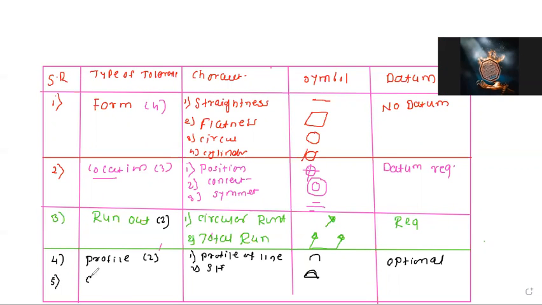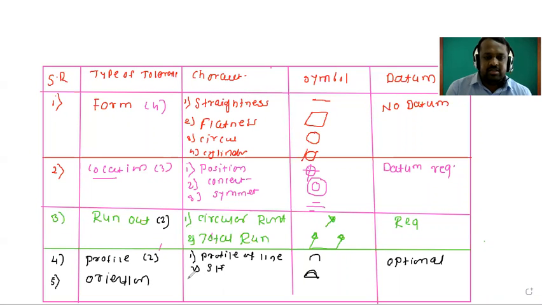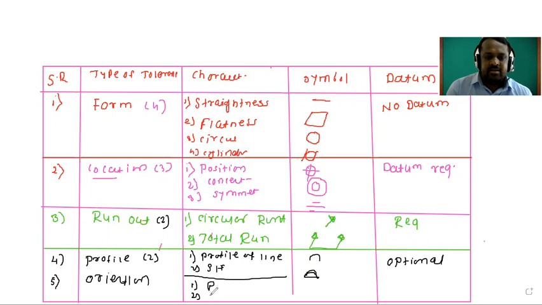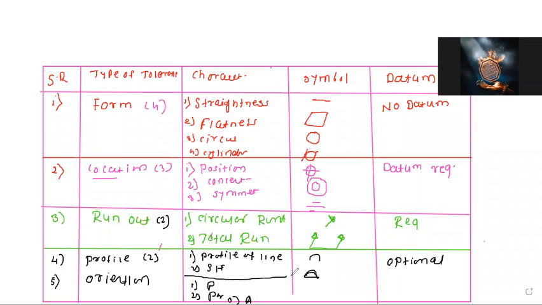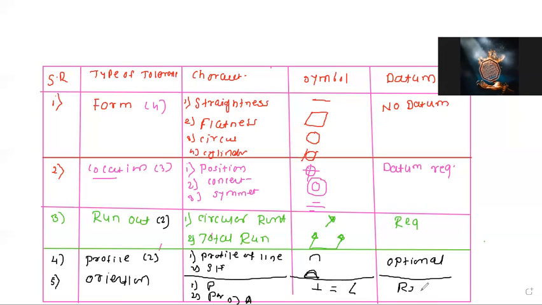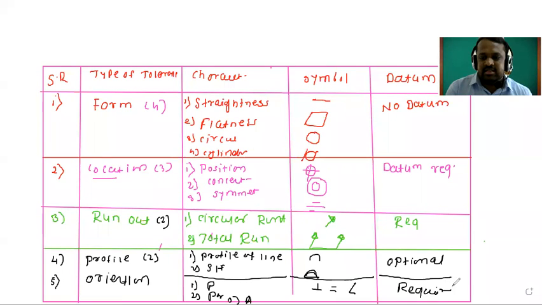Orientation. In that orientation, how many are there? Three. First is perpendicularity, then parallelism, and third is angularity. I will directly write down these symbols here: perpendicularity, parallelism, and angularity. Here the datum is required. These are the geometrical tolerances.